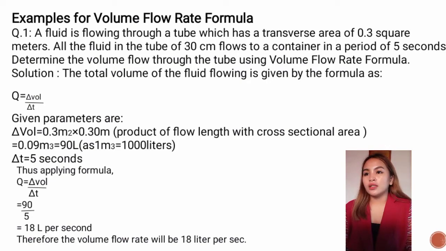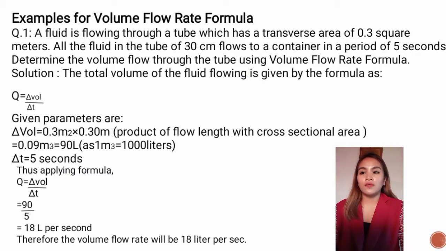Here is the example for volume flow rate. Question number 1. A fluid is flowing through a tube which has a transverse area of 0.3 square meters. All the fluid in the tube of 30 cm flows to a container in a period of 5 seconds. Determine the volume flow through the tube using the volume flow rate formula.